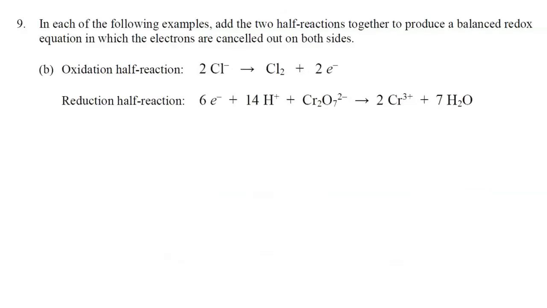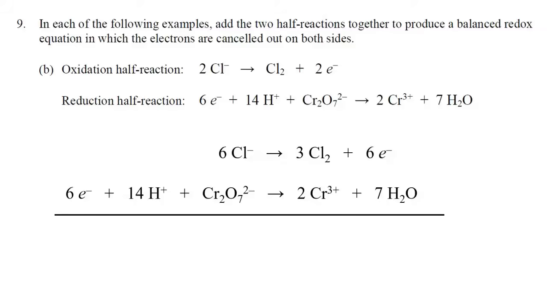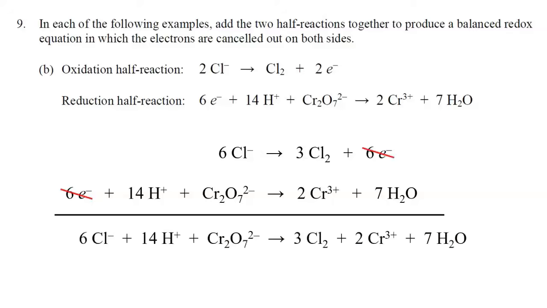We have an oxidation half reaction with 2 electrons on the right and a reduction half reaction with 6 electrons on the left. So let's multiply the oxidation half reaction by 3. And when we do this, now we can get the electrons to cancel when we add the two half reactions together. So there's 6 electrons on opposite sides of the equation. This is our overall equation. Let's double check and see that it's balanced.